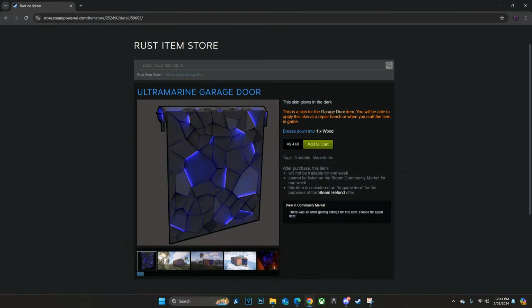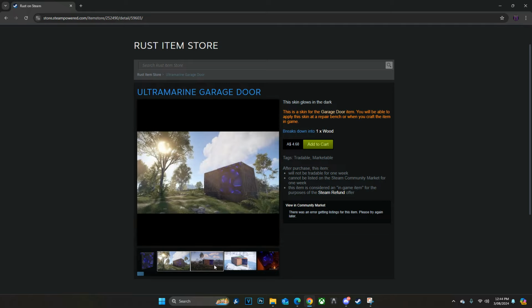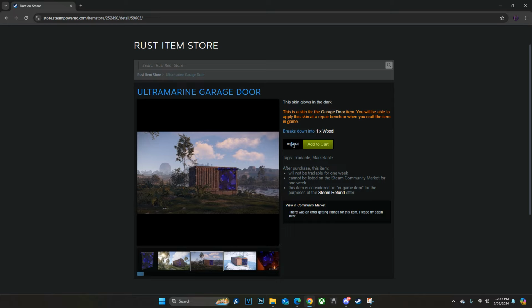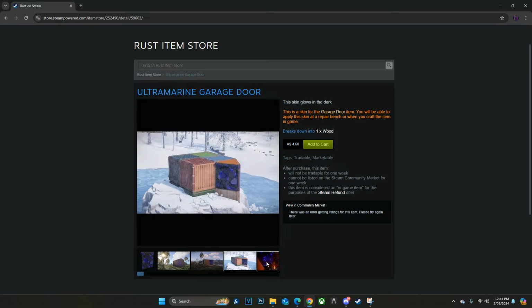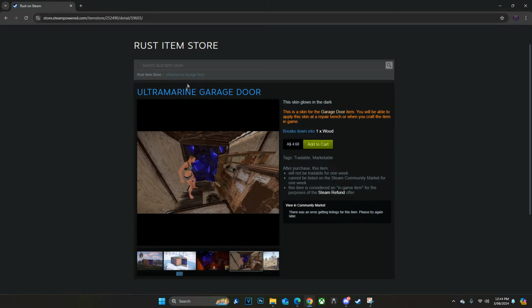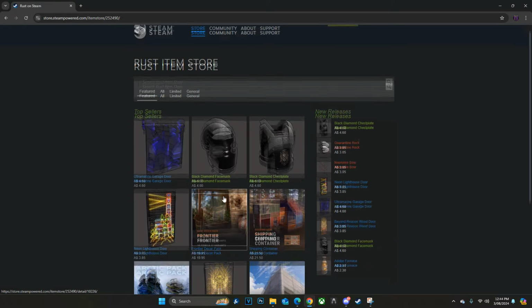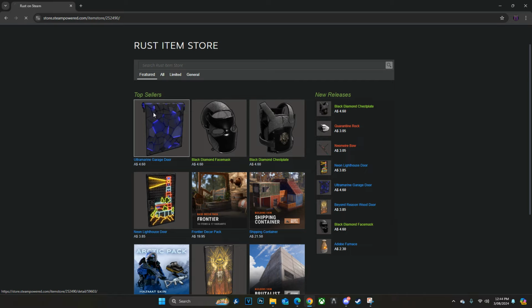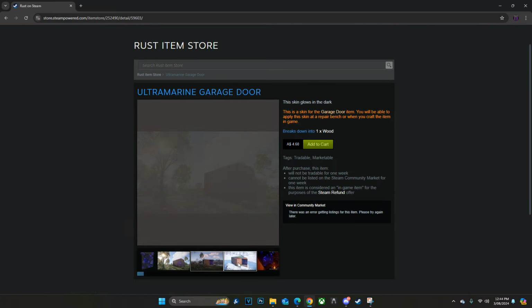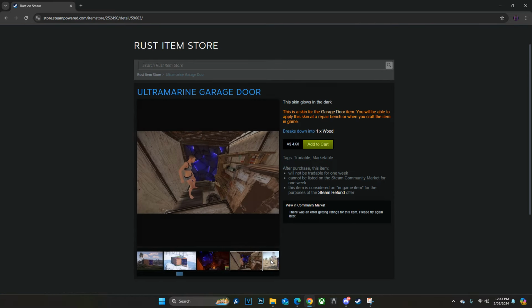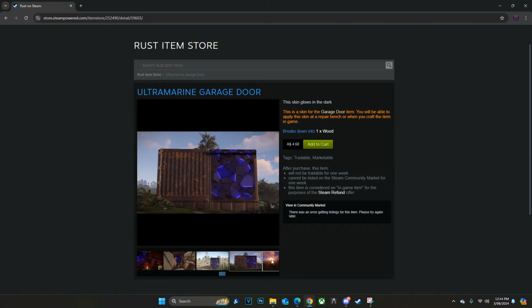All right, moving over to the Rust Item Store's Ultramarine Garage Door, going for $4.60. It's a cool-looking door skin, but I don't think it's standout enough to actually perform well. Plus, it's also above the usual price for even glowing deployables sitting at $4.60, so I'm not going to recommend investing in it, and I don't think it's going to perform well on the Rust Item Store. It does sit at number one on the top sellers, so people do clearly like it, but I do still think it's not going to have any demand once it leaves the Rust Item Store and goes to the community market.